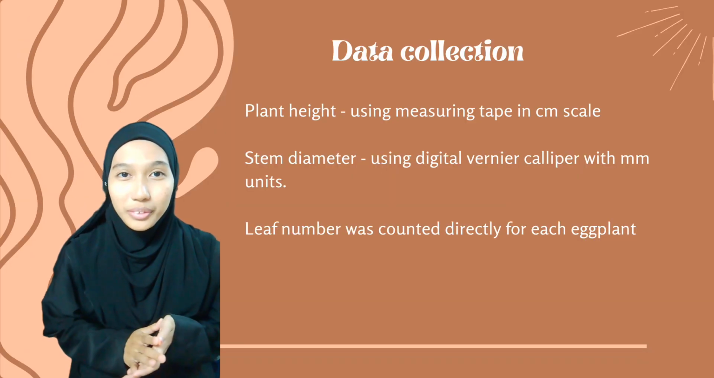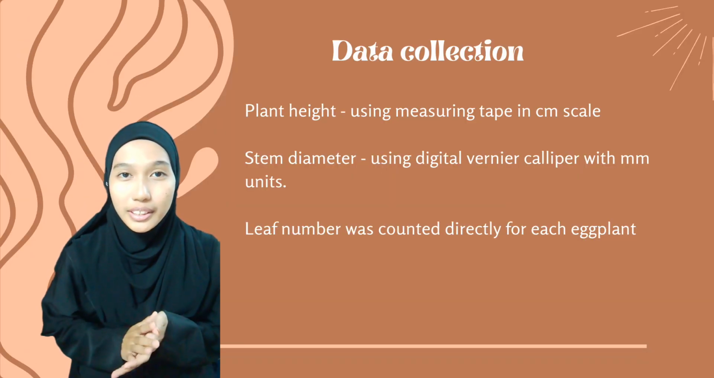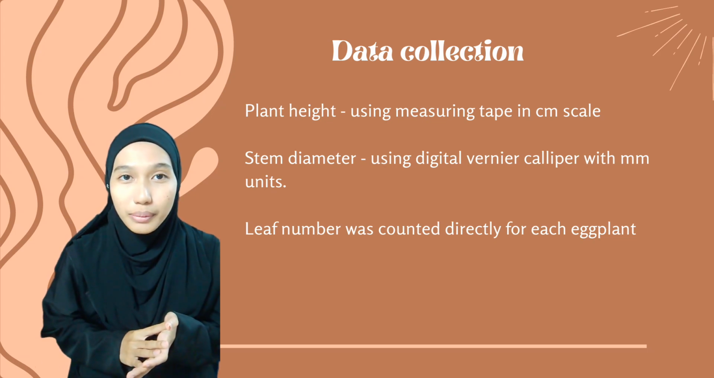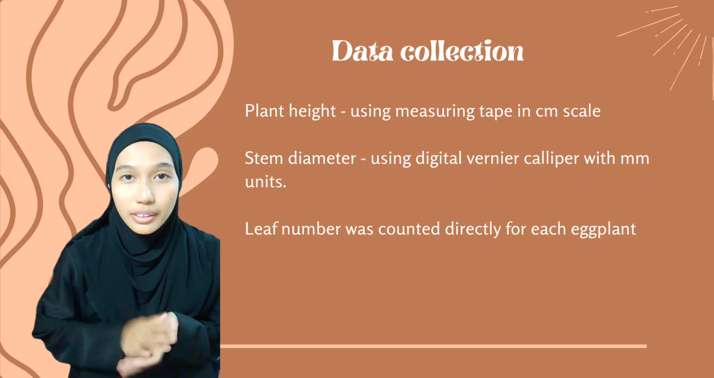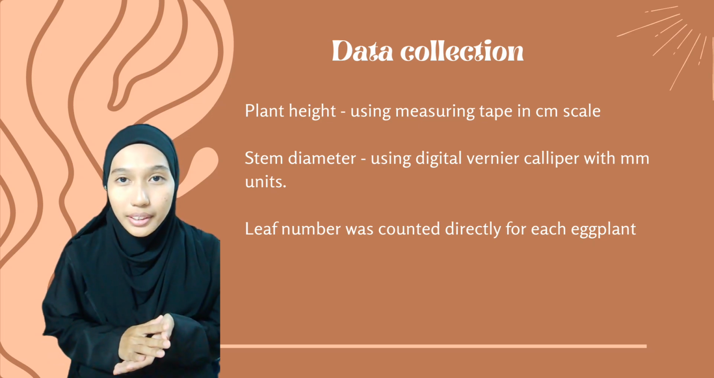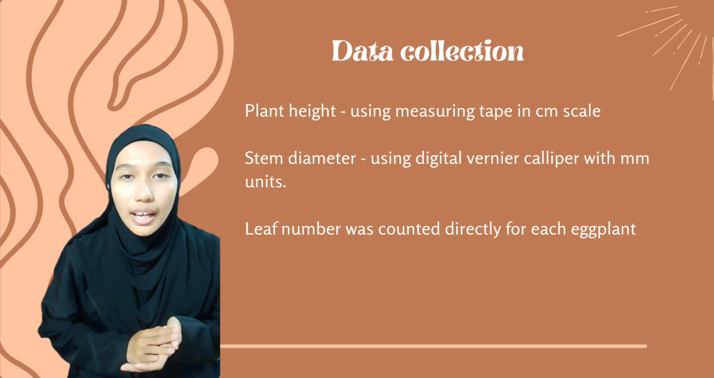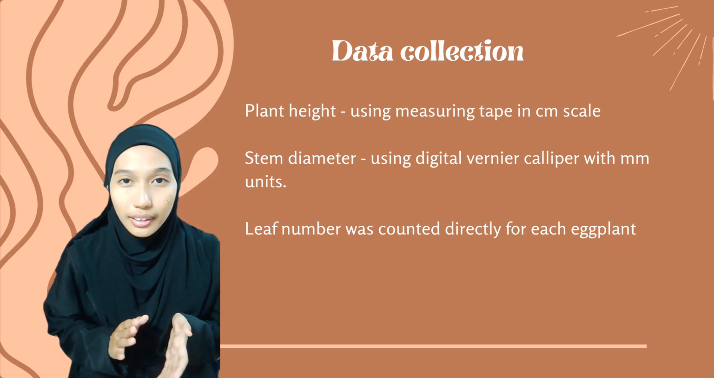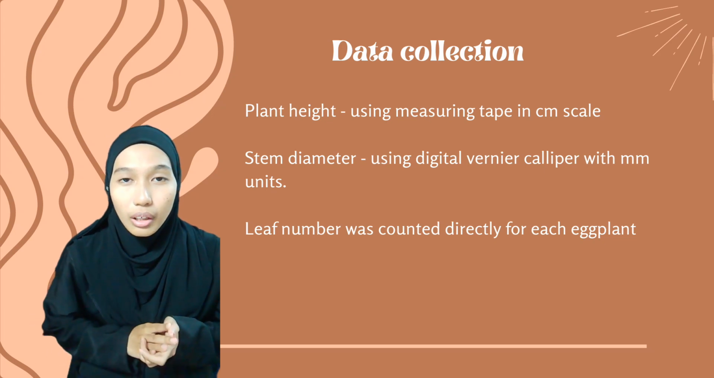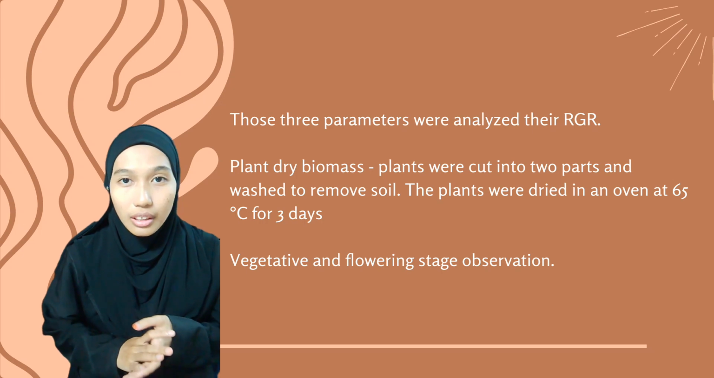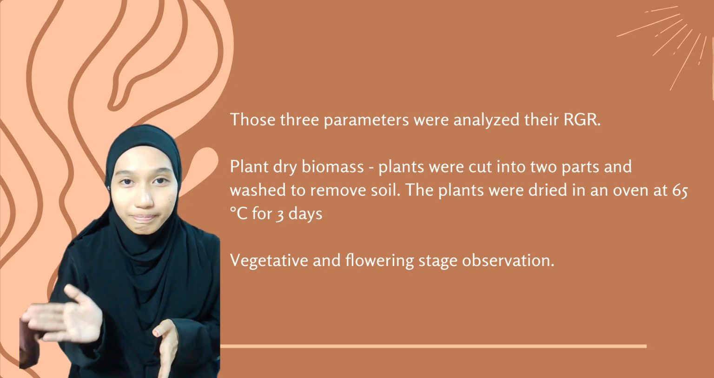And then we move to data collection for the parameters studied. The first one is plant height. Plant height was measured using a measuring tape in centimeter scale from above ground to the shoot parts. For stem diameter, it was measured by a digital vernier caliper in millimeter units, and the leaf number was counted directly for each eggplant. All these 3 parameters were analyzed for their relative growth rate (RGR) by using this formula.